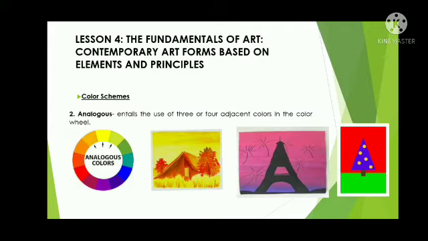Next, we have Analogous. So Analogous entails the use of 3 or 4 adjacent colors in the color wheel. So as you can see here in our images, we have different artworks like paintings, wherein we also have a representation of minimalism artwork of paint. But as you can see here, it uses 3 or 4 adjacent colors at the same time in this kind of artwork that can be found in our color wheel.